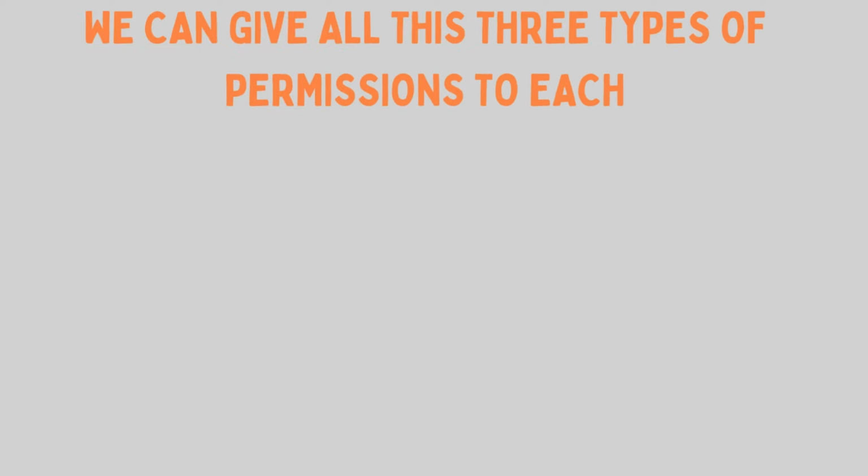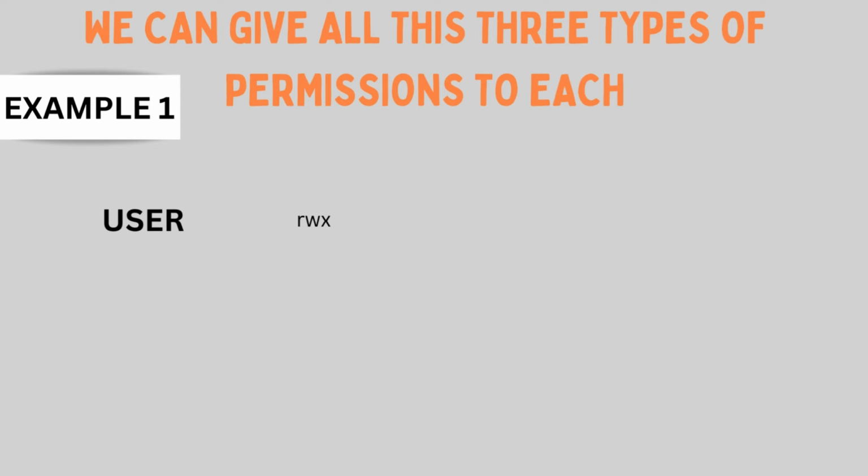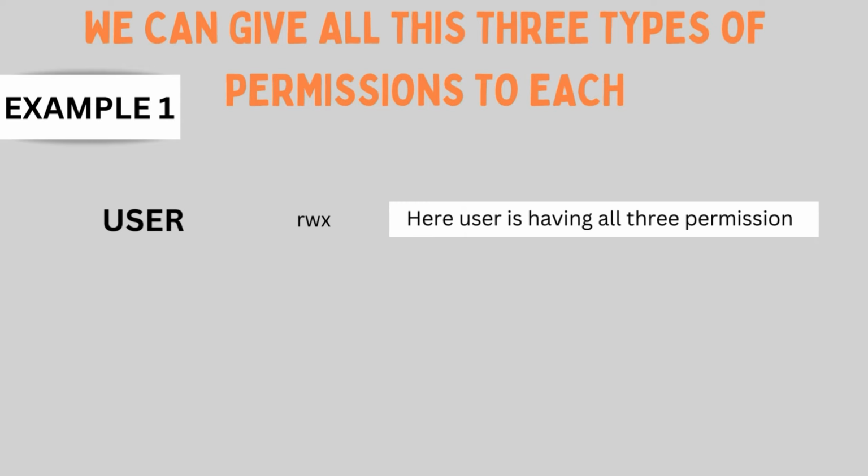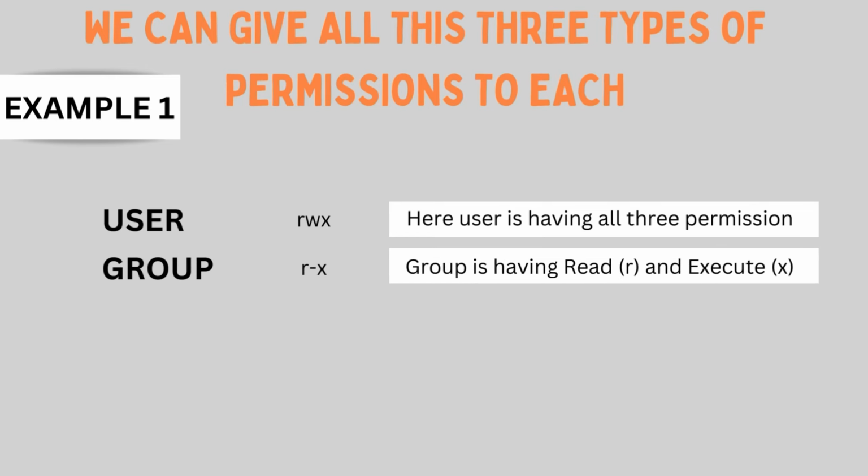To understand what I mean, let's look at the following example. Here we can see that the user has R, W, and X permissions, meaning the user has all 3 permissions, the ability to read, write, and execute the file. Now we can see that the group has R and X permissions, which means the group can read and execute the file. The minus sign between R and X indicates that the group has no write access to the file.